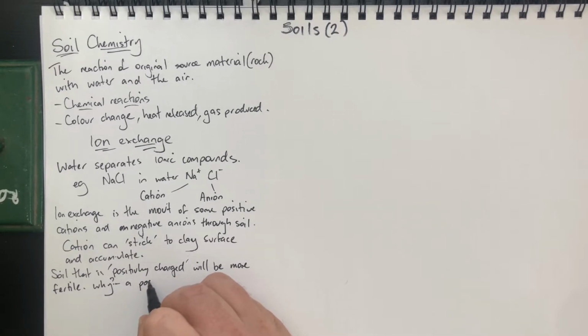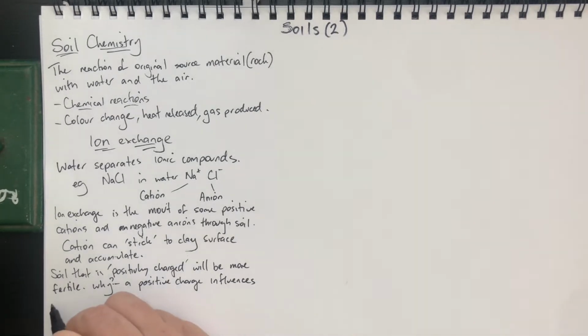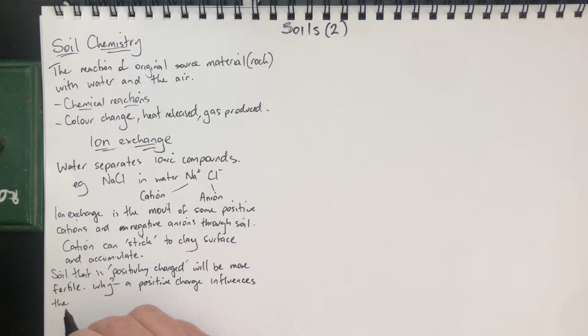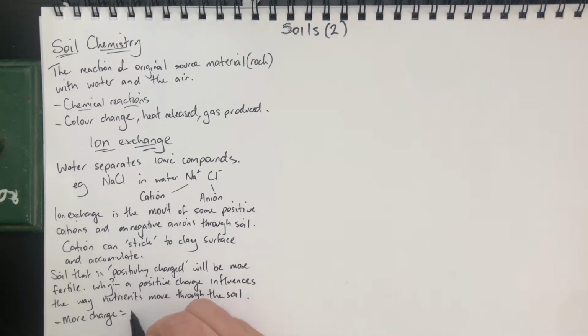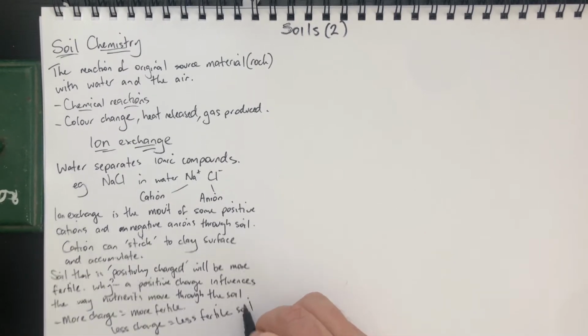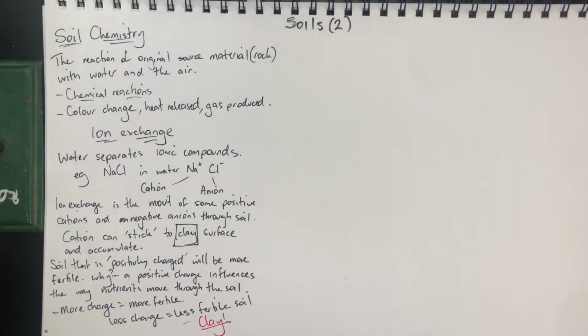So why a positive charge influences the way nutrients move through the soil: more charge equals more fertile, less charge, less fertile soil. What does it come down to? A little buddy, clay. Hope you can see clay written down the bottom there. Good. So that's ion exchange.